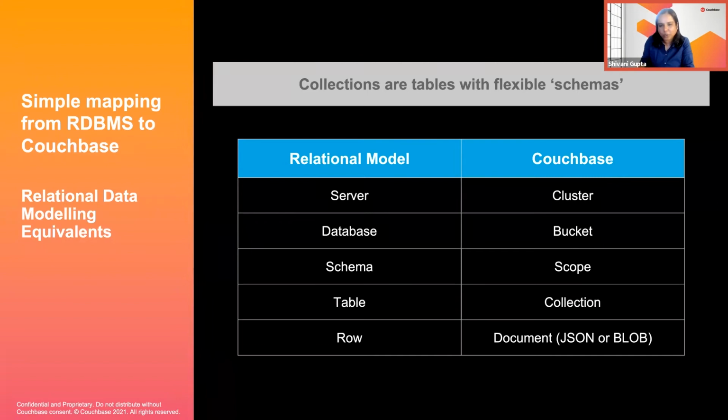So you would combine some tables together into a single collection. Which means if you had 100 tables in your relational model, you may end up with fewer, say 20 collections in Couchbase.